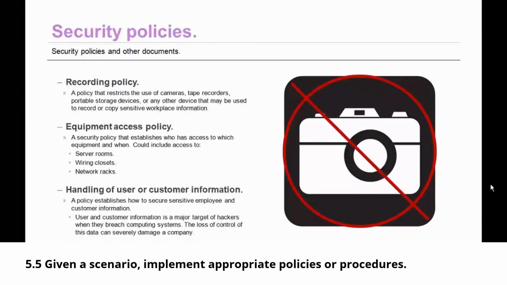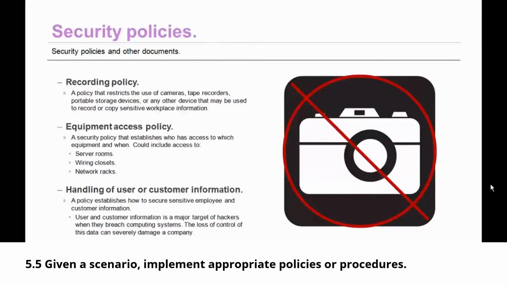This is a policy that restricts the use of cameras, tape recorders, portable storage devices, or any other device that may be used to record or copy sensitive workplace information. Then there are equipment access policies. They're a security policy that establishes who has access to which equipment and when. These could include access to server rooms, wiring closets, network racks, or any other area that is deemed to have a security risk. There are security policies that deal with the handling of user or customer information.